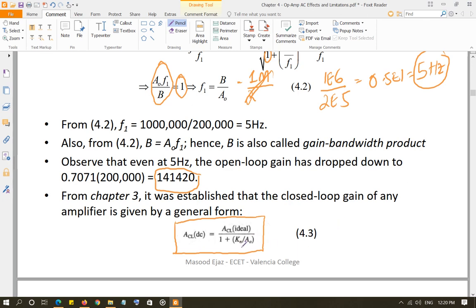And remember, Kn is the noise gain, and of course A0 is your open loop gain. So this was the generic equation that was developed in the last chapter. Now we know that Kn over A0 is generally quite smaller than 1. We discussed that, right? And we also showed that that's why the ideal gain is approximately equal to the exact value of the gain. ACL DC is the exact value of the gain at the DC.